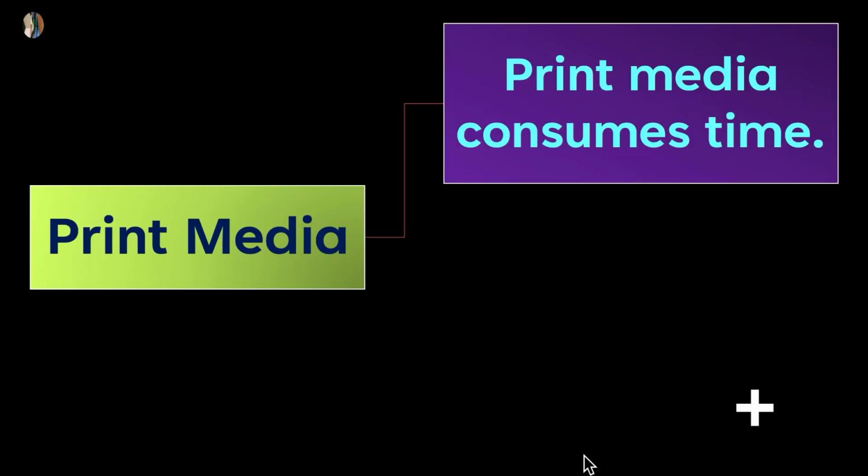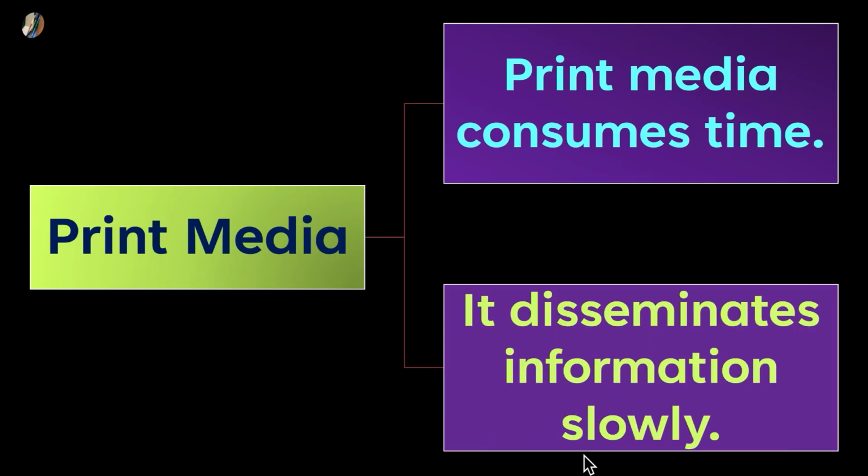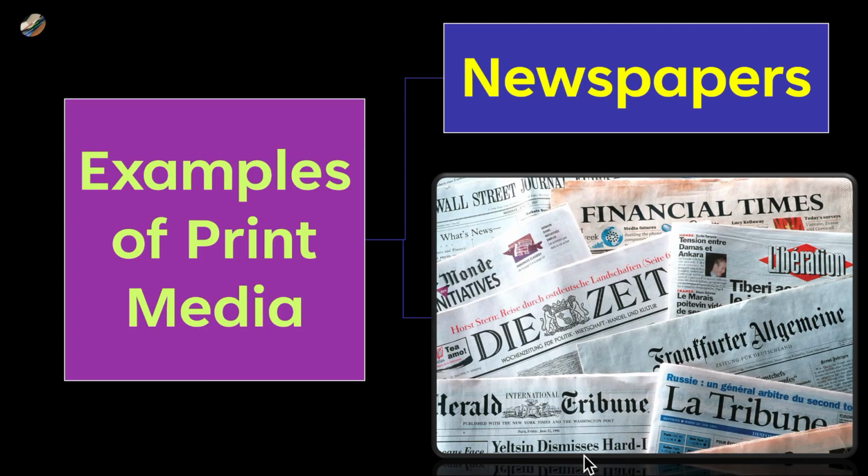Okay, we continue about print media. Print media consumes time. It's time taking, time consuming. It disseminates information slowly, meaning the information that it spreads takes time to reach people. We can have examples of print media, and the most famous example of print media is newspapers, and we can see different types of newspapers in the picture itself.